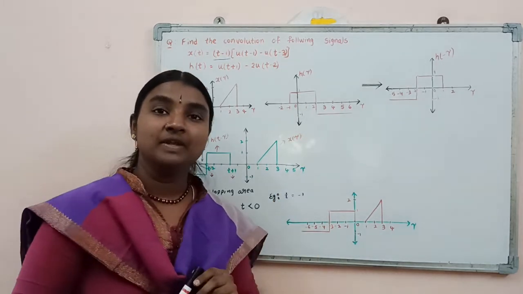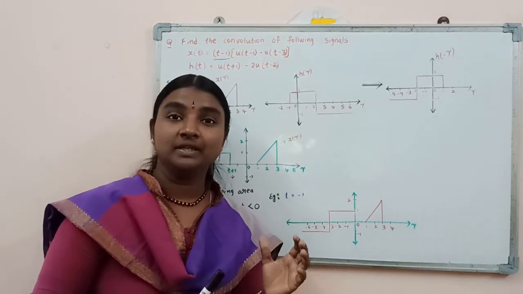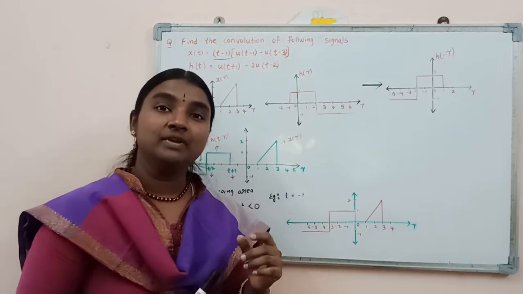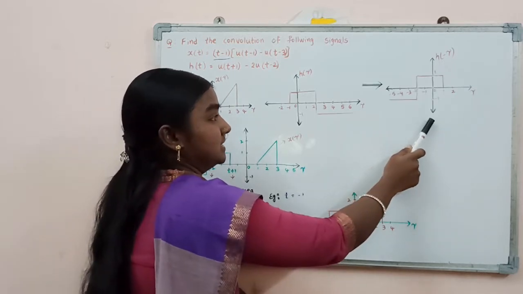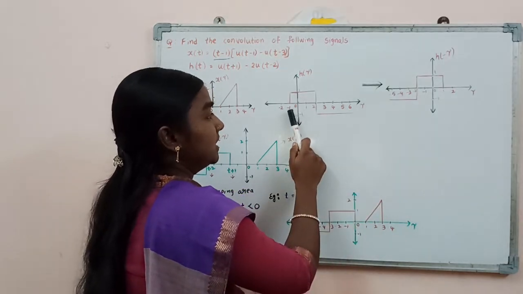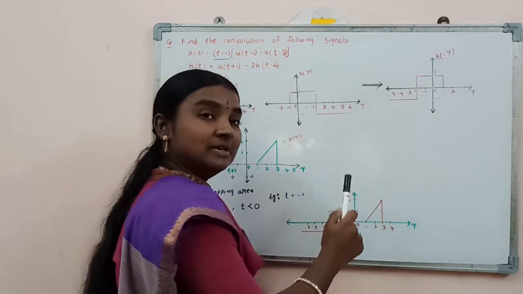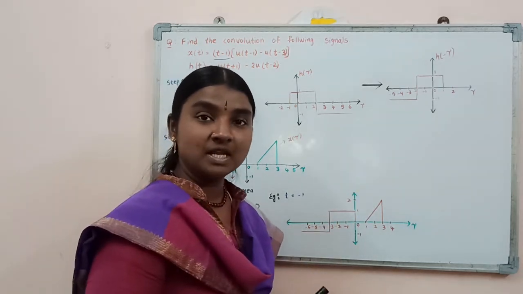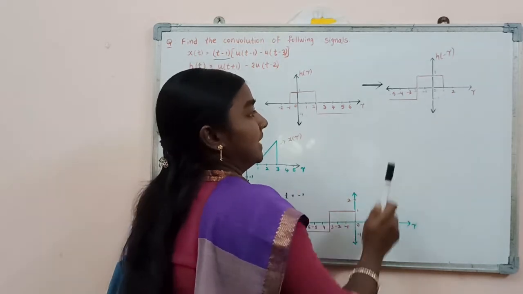After this, we need to find the h of minus tau signal. By doing the time reversal operation, we find the h of minus tau signal can be like this. Here the h of tau signal will be from -1 to plus infinity. The reversal signal h of minus tau is going to be from minus infinity to plus 1.